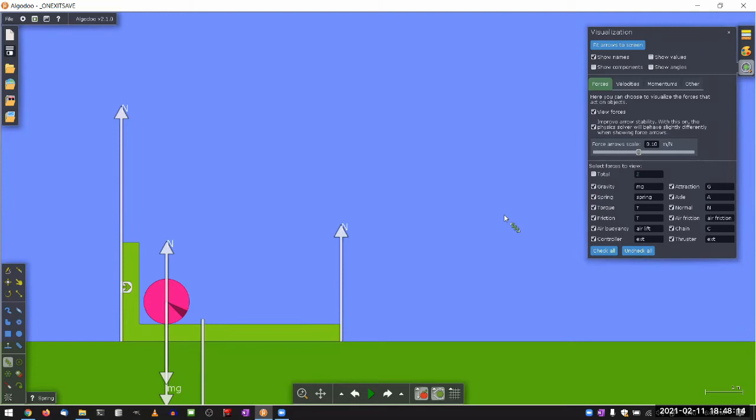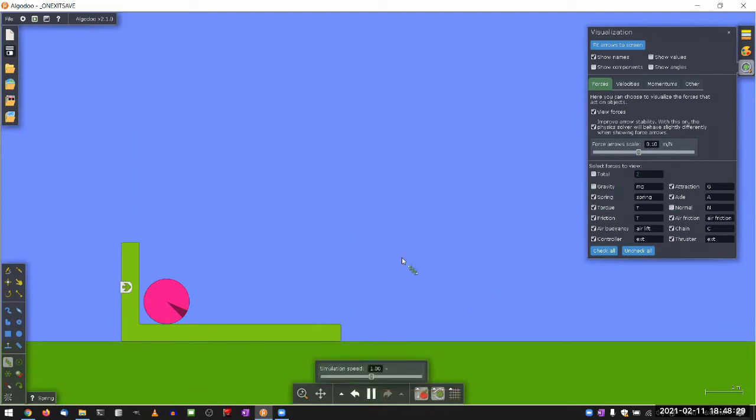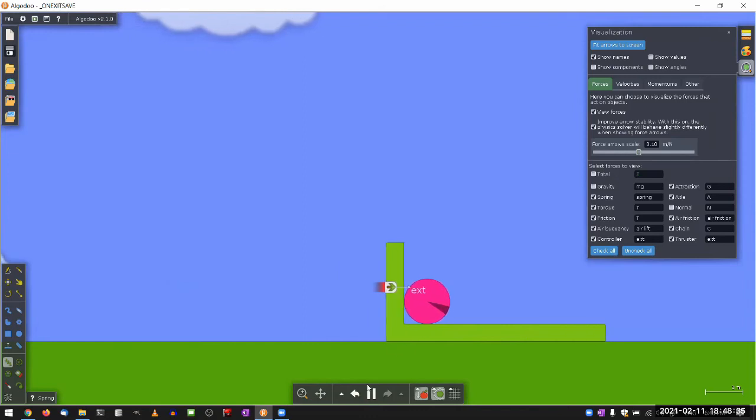So what I would ask you to ignore are these. Actually, let me turn off gravity. That is one thing I can turn off. And the reason I can't quite turn off the normal force is that all the forces here are normal forces. So if I turn off normal force, you wouldn't see any forces. So that's why I have to keep the normal force on.